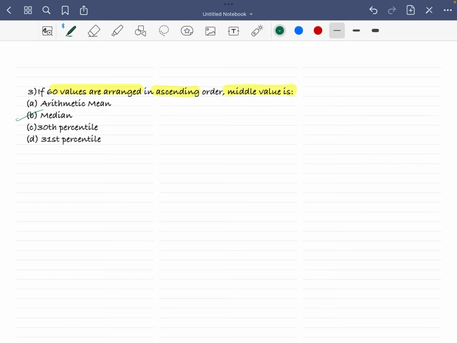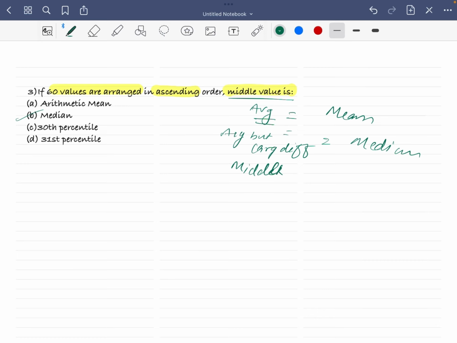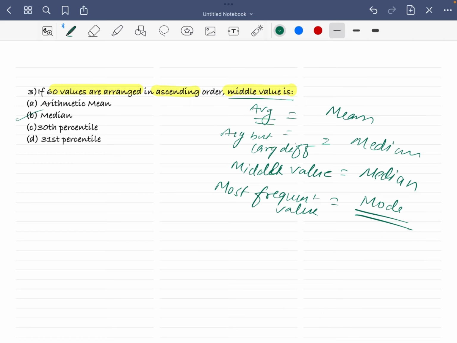Right? When they ask you the average, it's going to be the mean. If they ask you the average but there is a large difference, the answer is the median. If they ask you the middle value, the answer will be the median. If they ask you the most frequent value, the answer will be the mode. It is very basic, right?